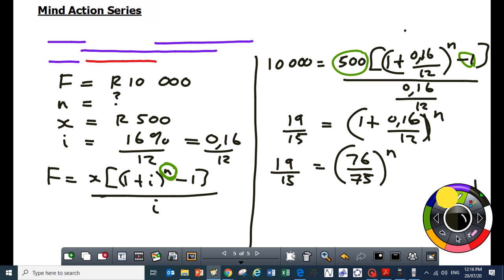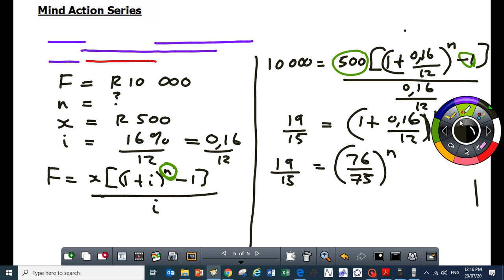Now, if I use logarithms, there are two ways, okay, of using logarithms. Our base is that. Okay, this is our base. Right? Remember, the base of the exponential is also the base of the logarithm. So I can write this as n is going to be equal to the logarithm to base 76 over 75 of 19 over 15. Okay? What do you get?